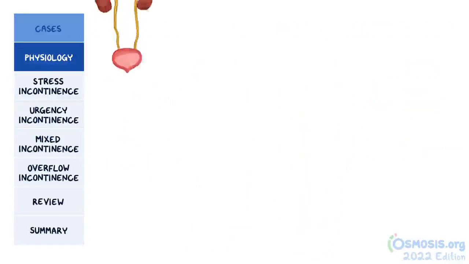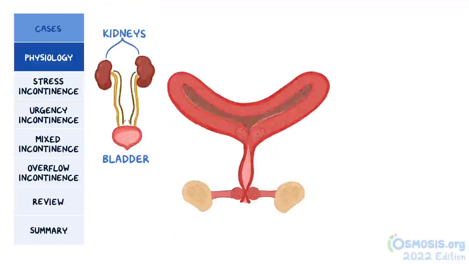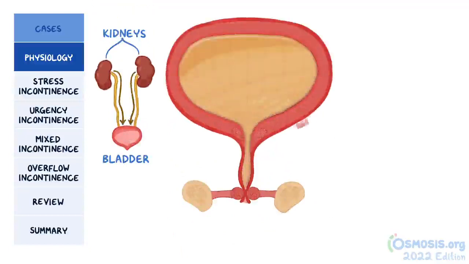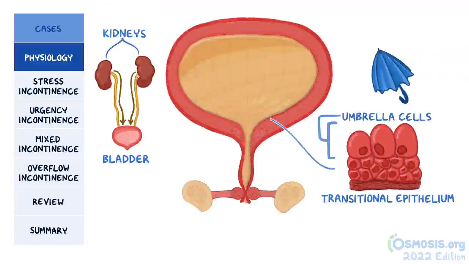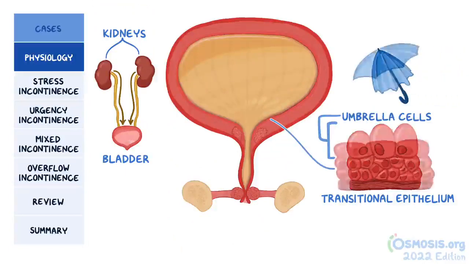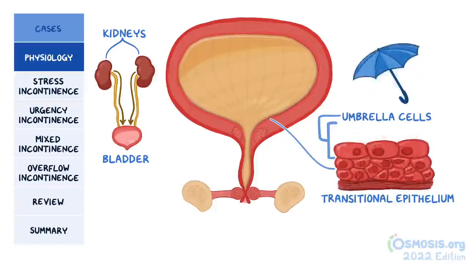Okay, so as urine flows from the kidneys into the bladder, the bladder starts to fill. Lining the bladder is a layer of transitional epithelium containing umbrella cells. These cells physically stretch out as the bladder fills, just like an umbrella opening up in slow motion. This expansion is further aided by the relaxation of the muscular layer within the bladder's walls, called the detrusor muscle.